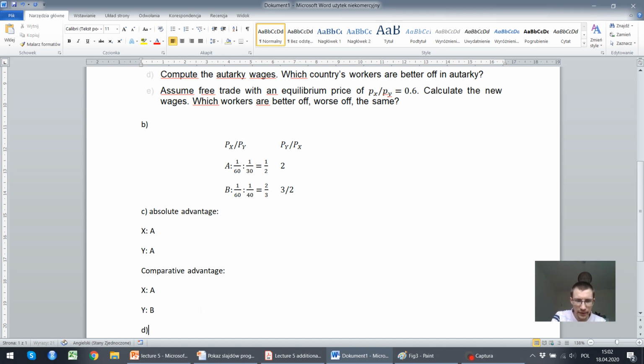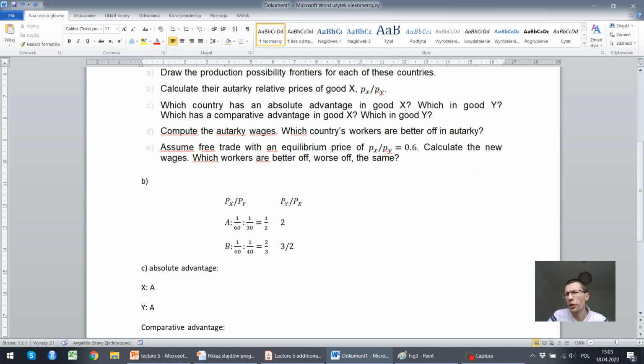Okay, so now D. Compute the autarky wages. Which country's workers are better off in autarky? First of all, we will assume there is no international trade and both countries are separated. Of course we cannot compute exactly the wages in the economy because we don't have the labor market or the production function. The only thing we can compute is normalized wages expressed in units of goods.